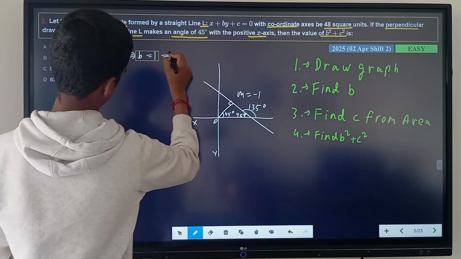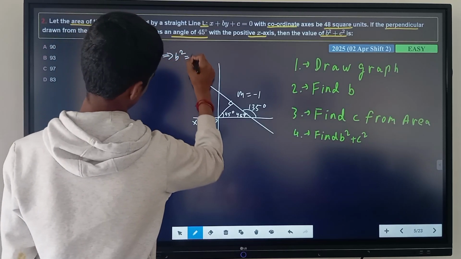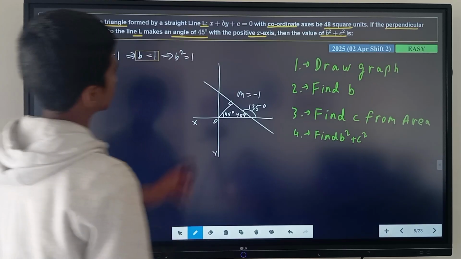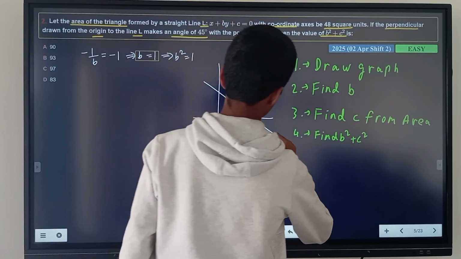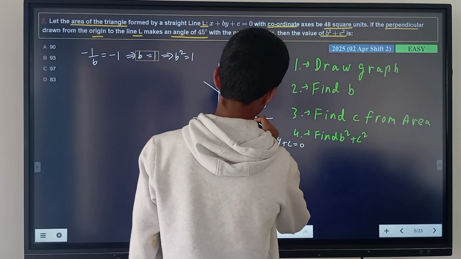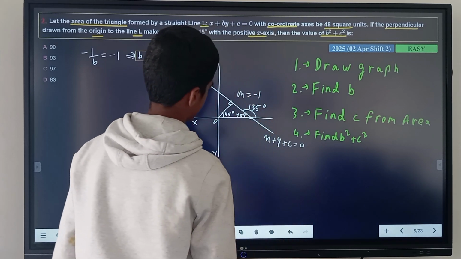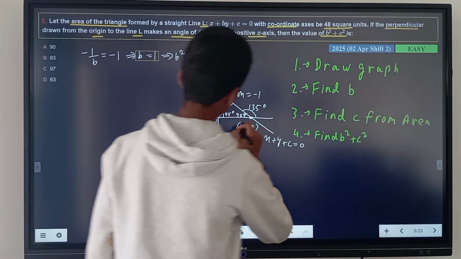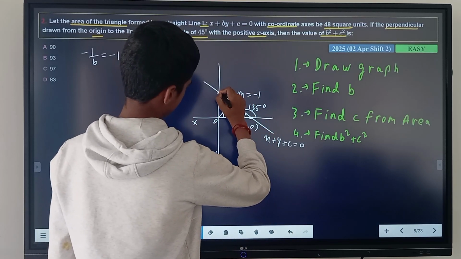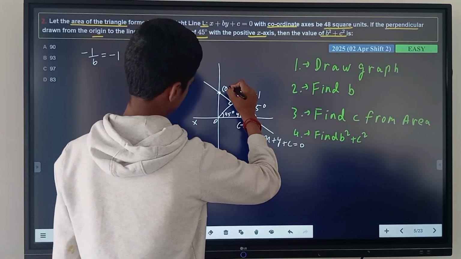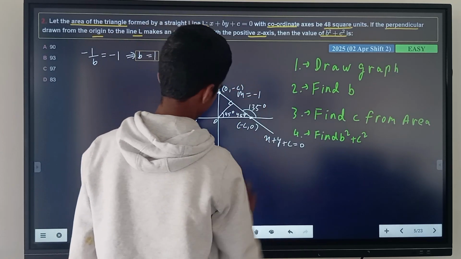If b is equal to 1, we will get b square is equal to 1. Now we know b is equal to 1, so the line will be x plus y plus c is equal to 0. So this point where y is 0 on the x-axis will be minus c comma 0. This point where x is 0 on the y-axis will be 0 comma minus c.